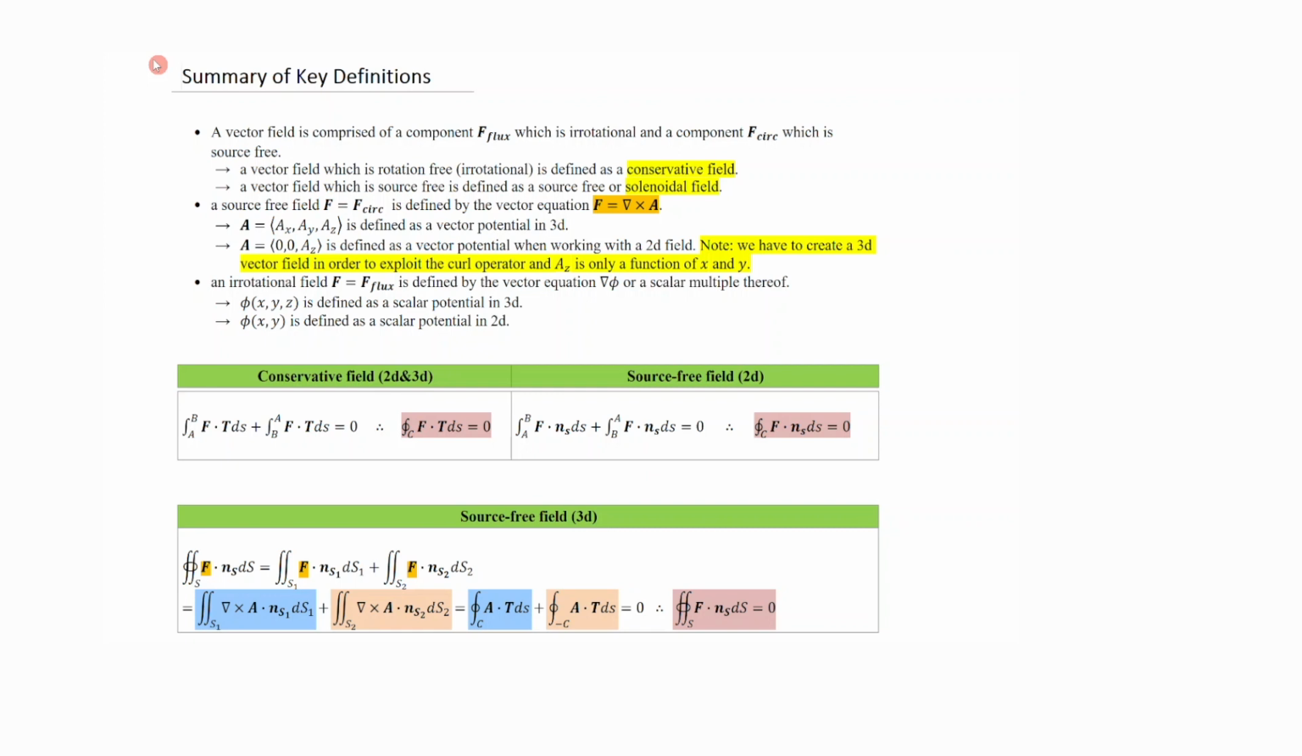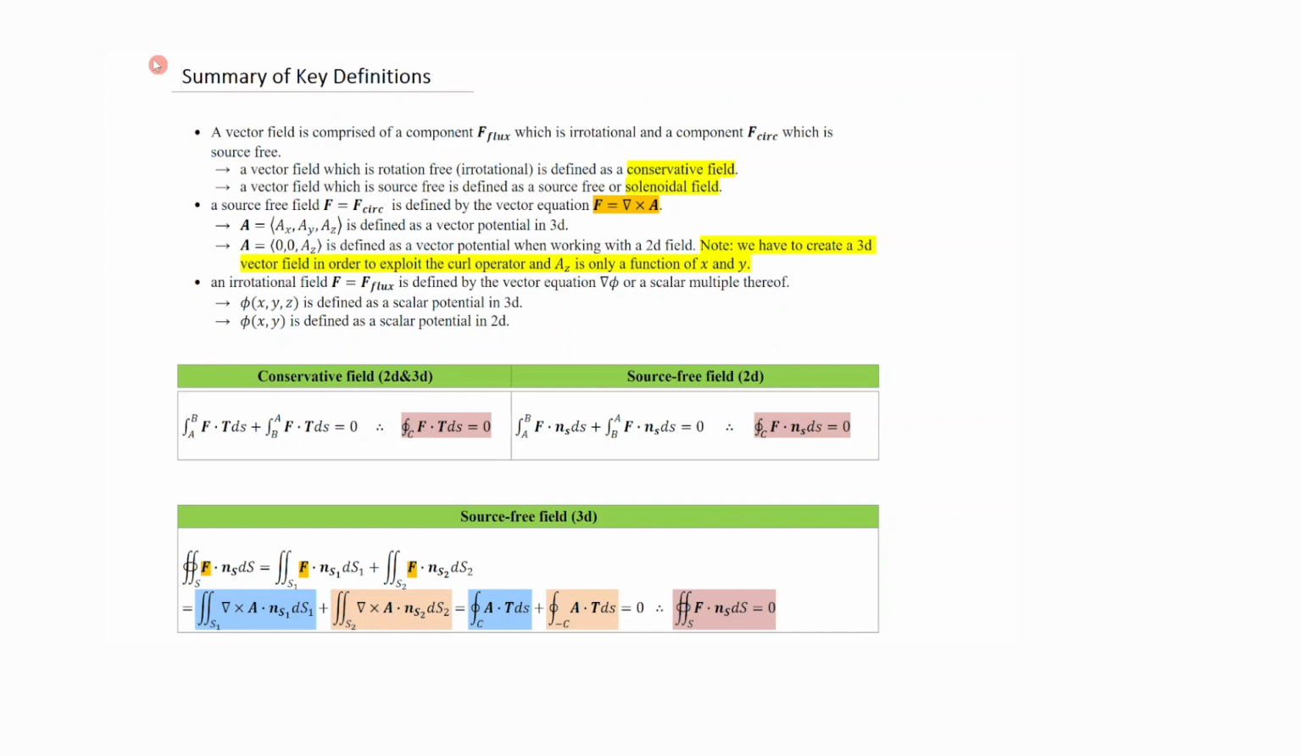A vector field which is rotation-free, also called irrotational, is defined as a conservative field. It's just a label that's given. It's given for historical reasons, having to do basically with potential fields like the field of gravity. Secondly, a vector field which is source-free is defined as a source-free or solenoidal field. That's, again, a word that's typically used to describe a source-free field.